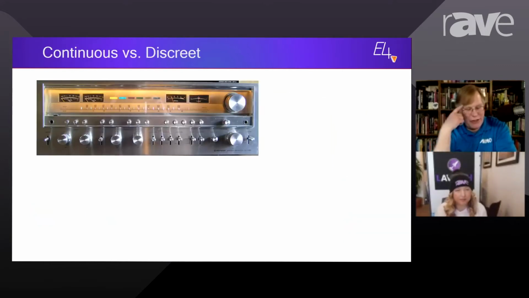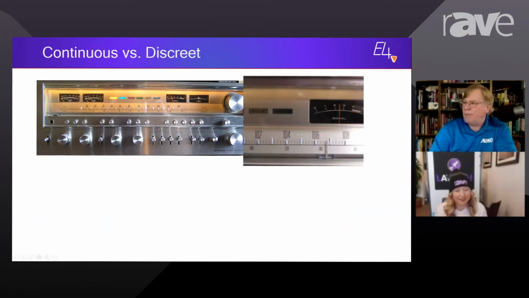So here's another way to think about it. This is a monster receiver I've got downstairs. It dates from the late 70s. If you think about the tuning dial on this, I can tune anywhere along the dial that I wish. It's continuous. I can be right on a station, or I can be a little bit off the station. I can tune anywhere along there I want.